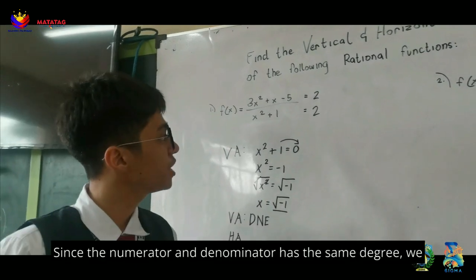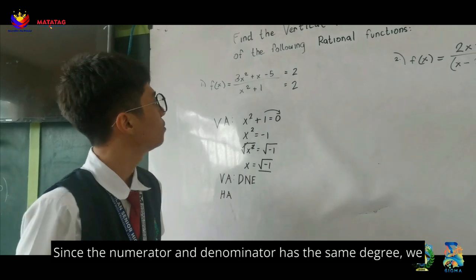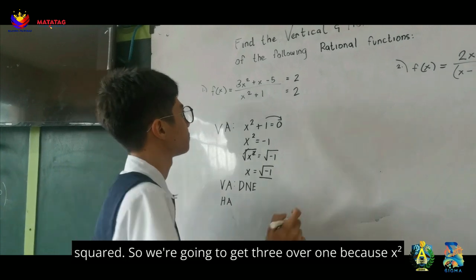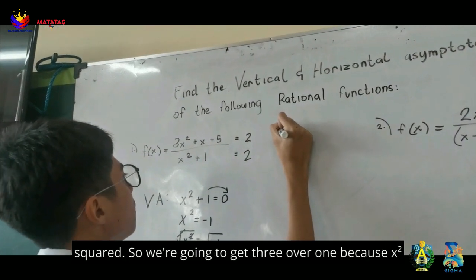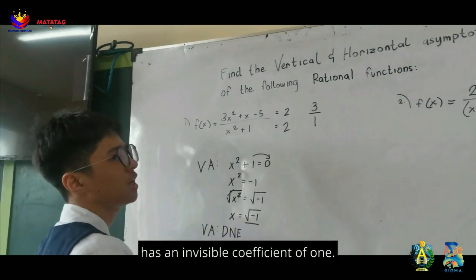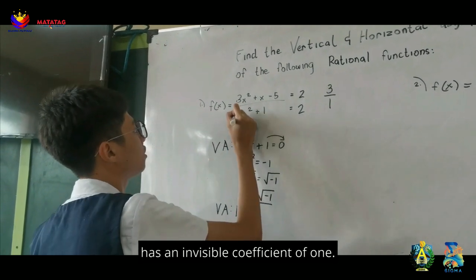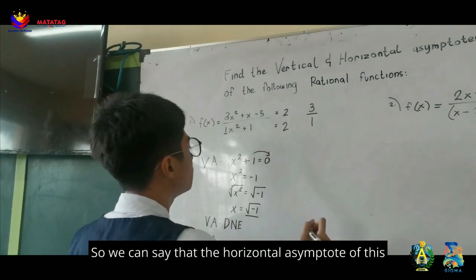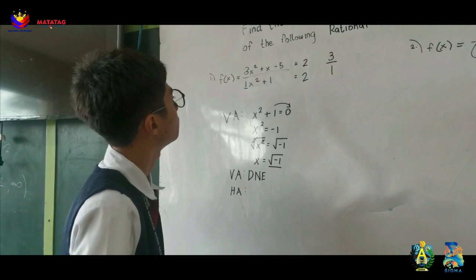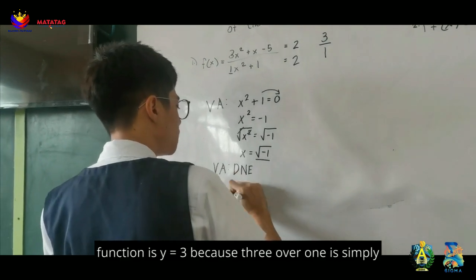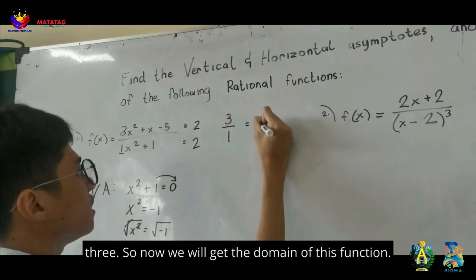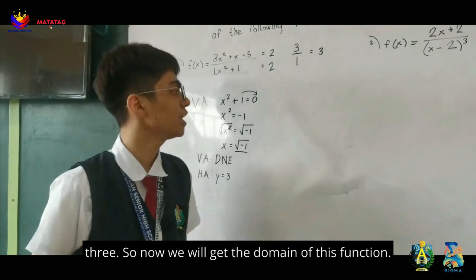Since the numerator and denominator have the same degree, we are going to get the quotient of the coefficients of x squared. So we're going to get 3 over 1 because x squared has an invisible coefficient of 1. So we can say that the horizontal asymptote of this function is y equals 3 because 3 over 1 is simply 3. Now we will get the domain of this function.